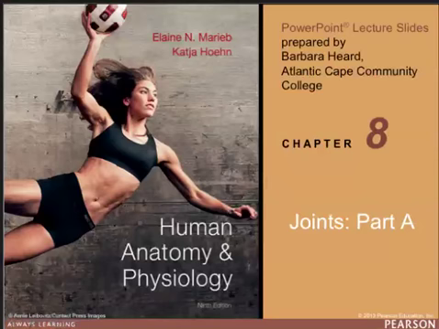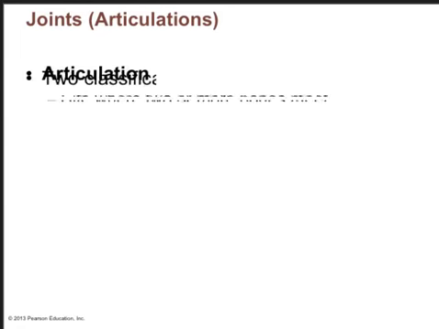Okay, welcome everybody. In this chapter, we're going to discuss articulations. This is simply a descriptive term for where bones come together. And what we want to understand about articulations is that they can serve either as sites that support the skeletal system, or they can serve as areas where a degree of movement takes place. So it's basically where two bones meet.